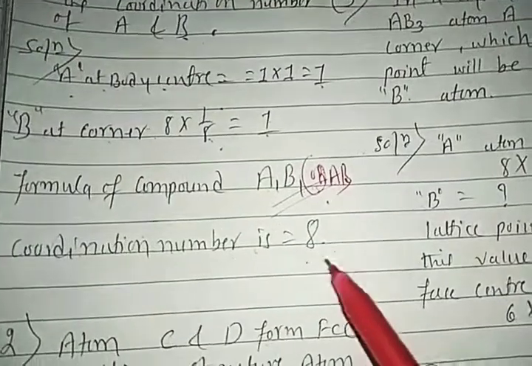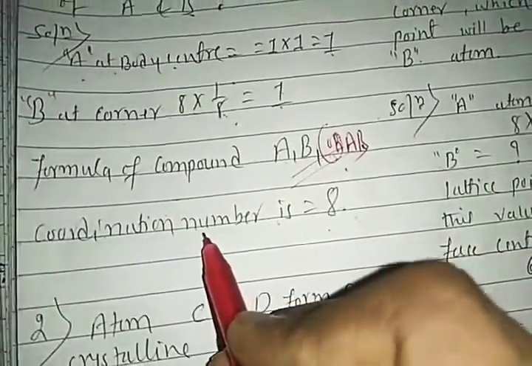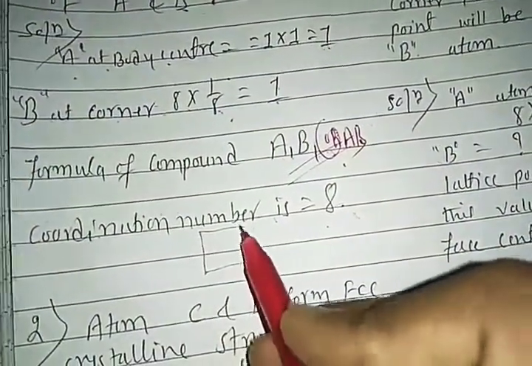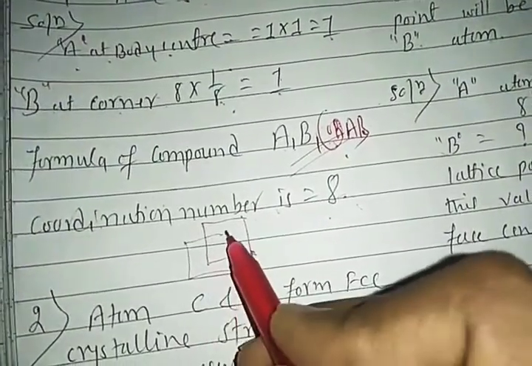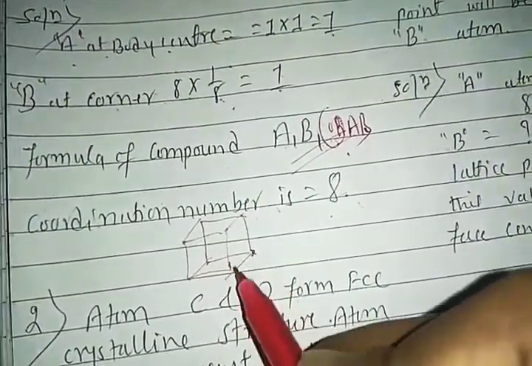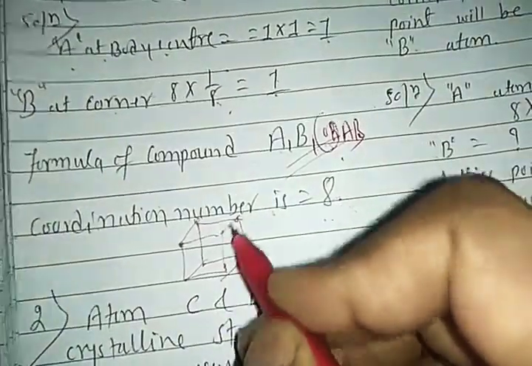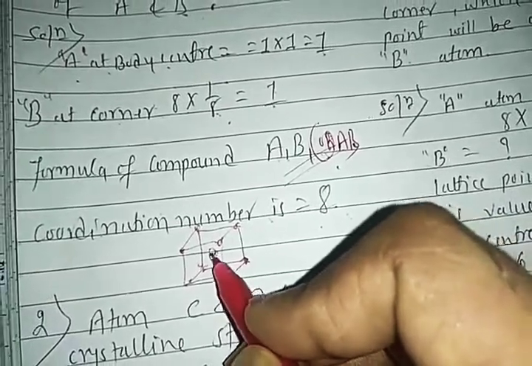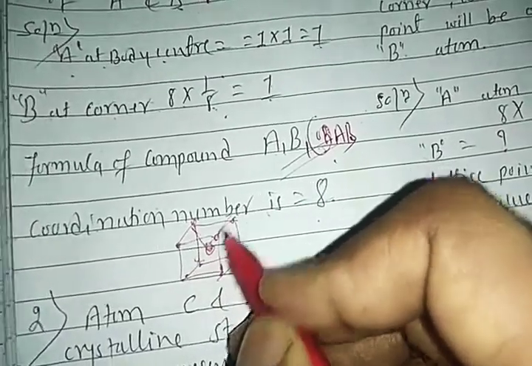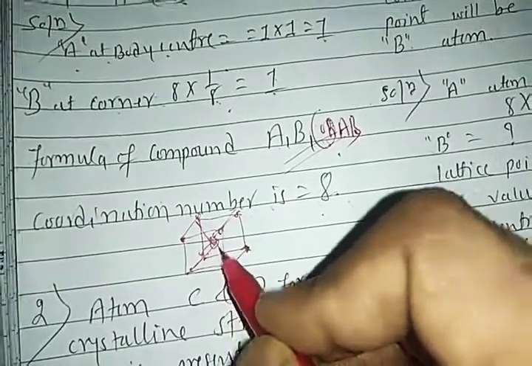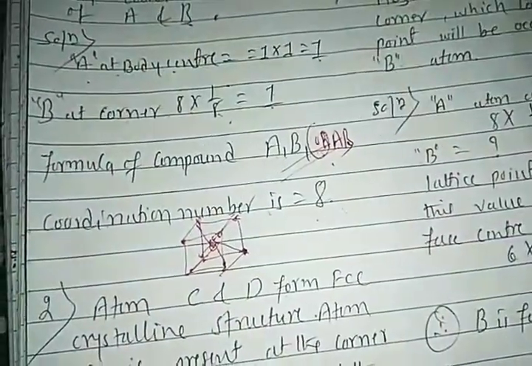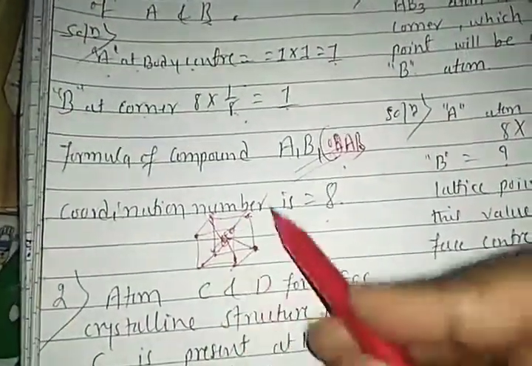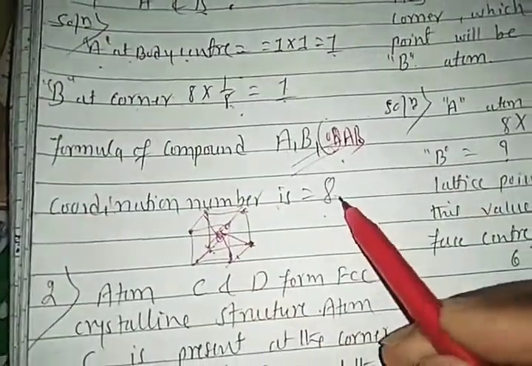Coordination number is 8. The coordination number is 8 because whatever the atoms present here, students, the 8 atoms are present here. They are connected with each other. The center atom is connected to each and every atom. It is connected like this, friends. Right? So the coordination number is 8. One central atom is surrounded by the next 8 atoms, called coordination number 8. Right, friends? Okay, let's see the second example.